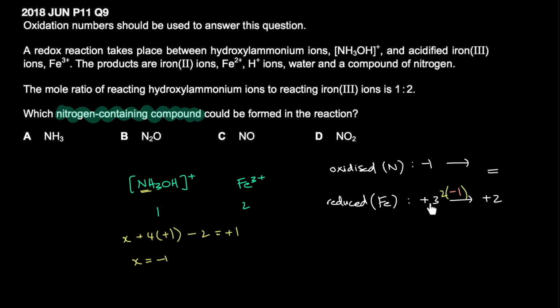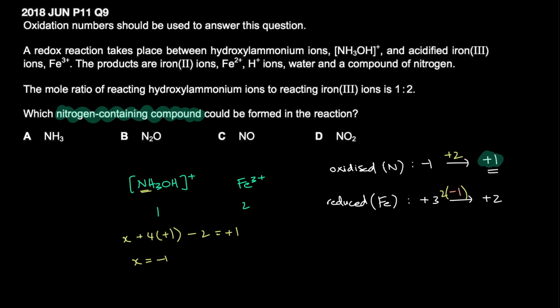So the overall decrease in oxidation number for iron is -2, because we have 2 iron atoms going from +3 to +2, so that's -1 times 2. So the overall decrease is -2. The overall increase for that 1 nitrogen atom must be +2. So what is the final oxidation number of the nitrogen? Going from -1, an increase of +2 would mean -1 plus 2, so the final oxidation number of the nitrogen would be +1.